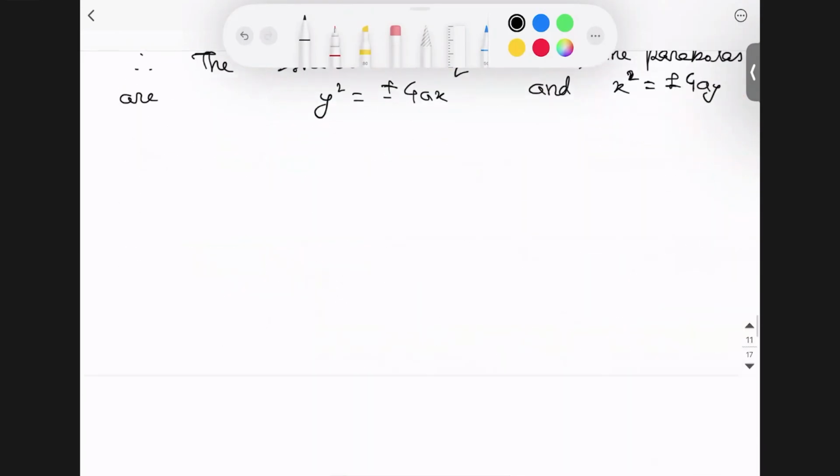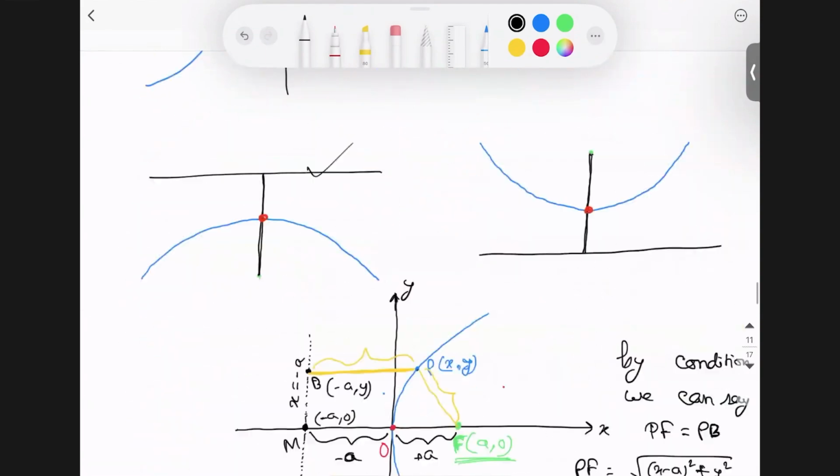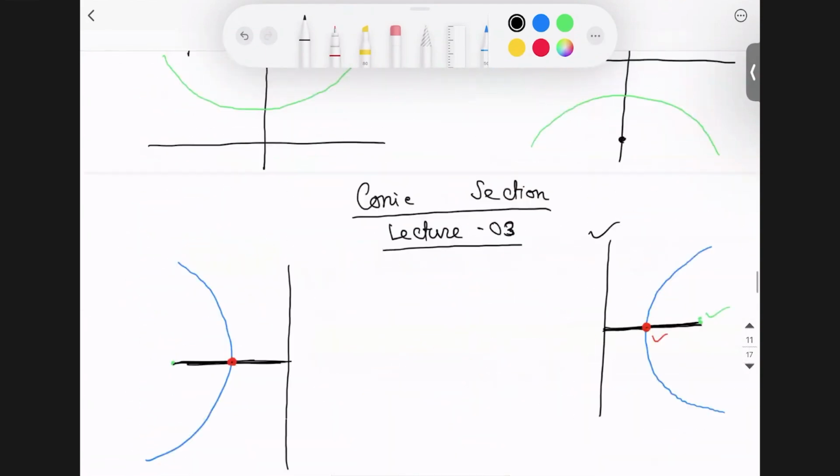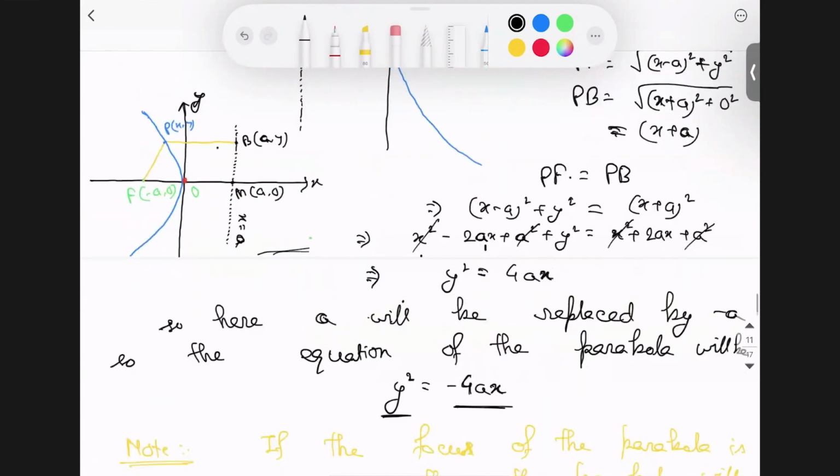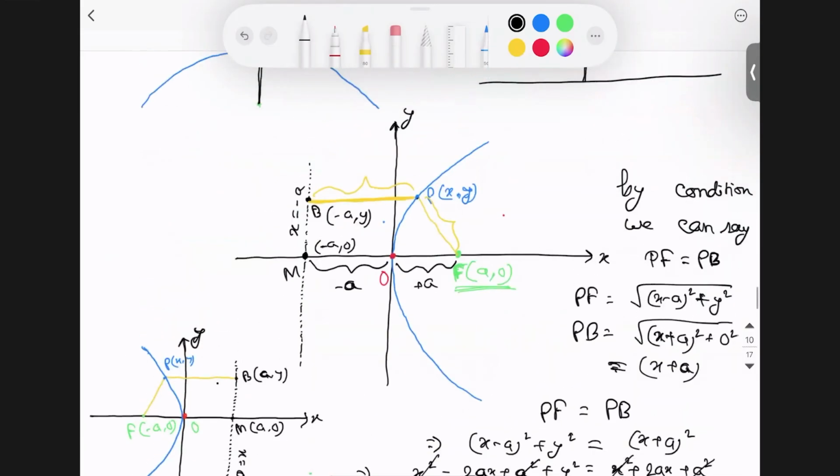So now let us look at the definition of the latus rectum. What is the latus rectum? In this parabola, we can use a different color. Yeah, green color we can use. This line is called the latus rectum. This green line passing through the focus is called the latus rectum.